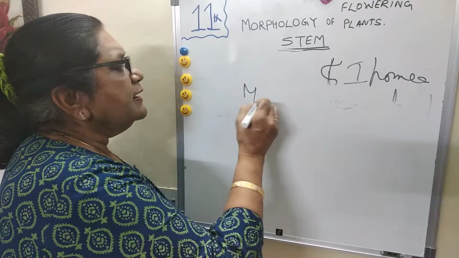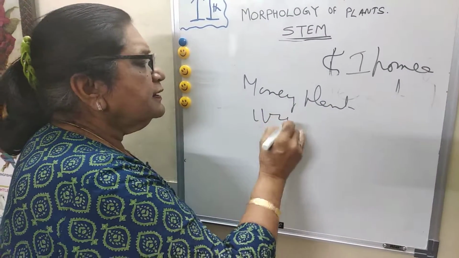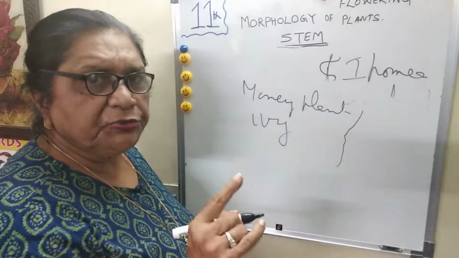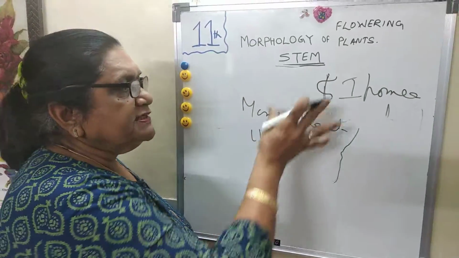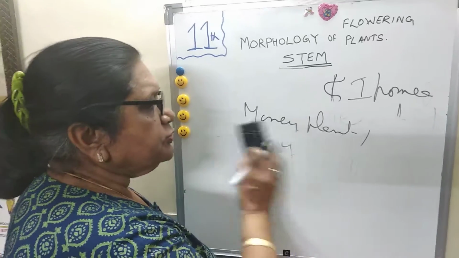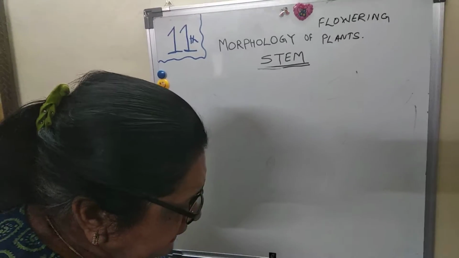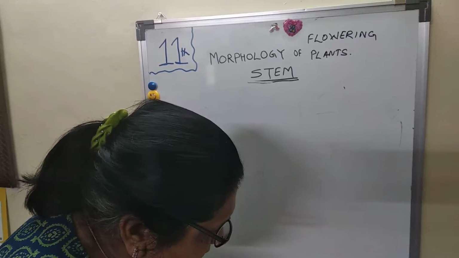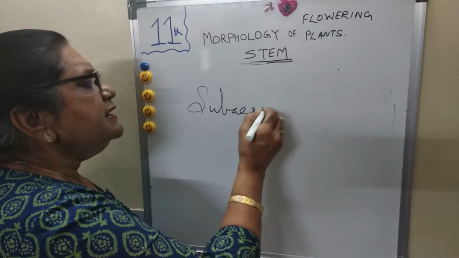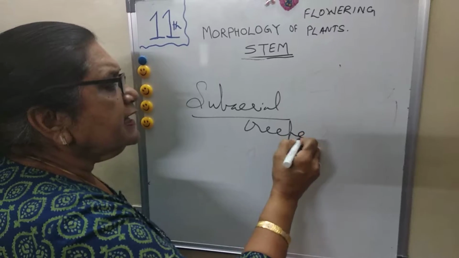In case of the money plant, ivy, different structures, they just climb, not twine. So that is a climber. But basically they are weak. That's why they need certain support to climb up or go around those structures. Then comes another modification, subaerial. Subaerial means they are present above the ground but creep on the ground.